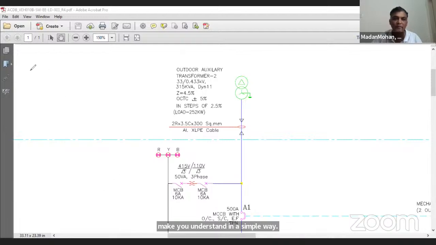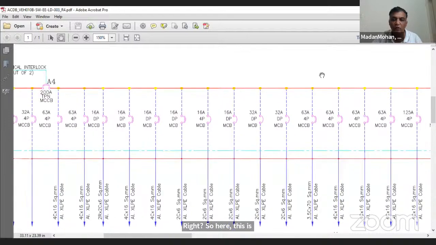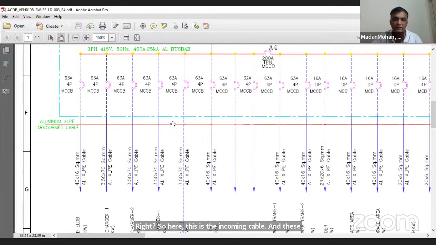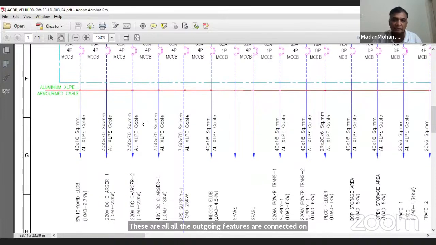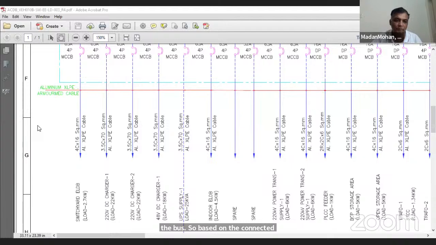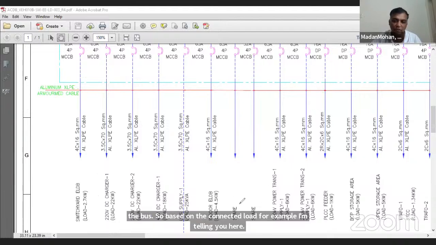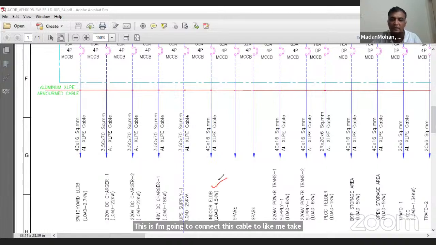Here, this is an incoming cable and these are all outgoing feeders. You can see these outgoing feeders are connected on the bus. Based on the connected load, for example, I'm going to connect this cable to an indoor ELDB, which is nothing but an indoor electrical emergency lighting distribution board, and the load is 4.5 kilowatt. For 4.5 kilowatt, what cable are we connecting here? 4 core 16 square aluminum XLPE cable.